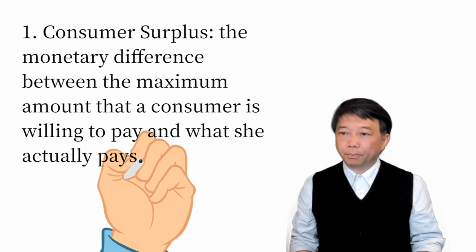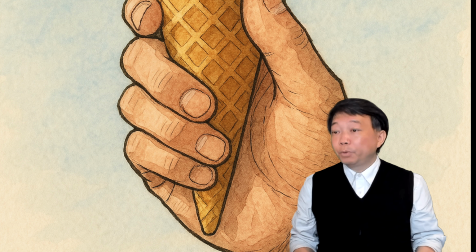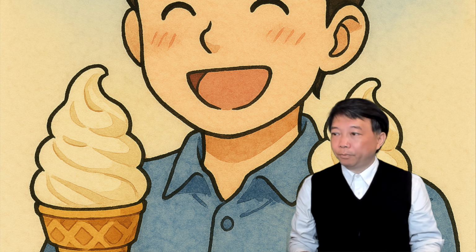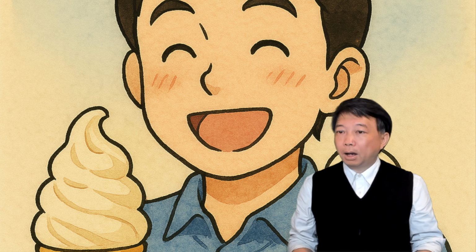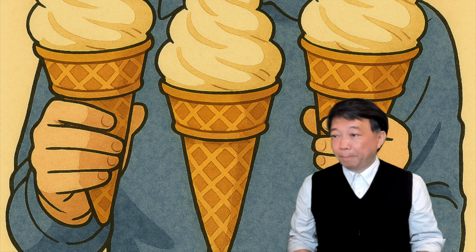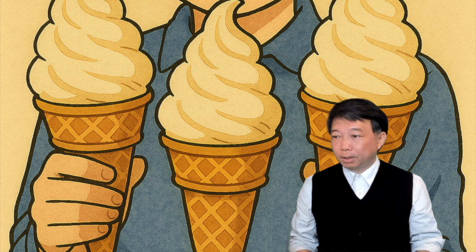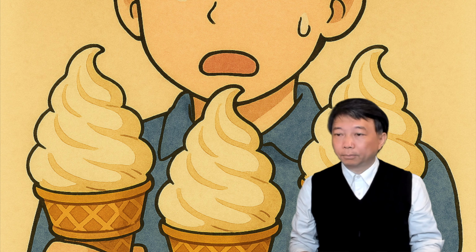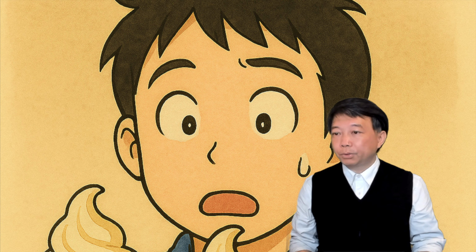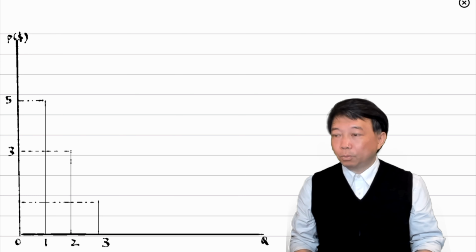For example, I'm willing to pay $5 for the first ice cream. Due to the diminishing marginal utility of eating ice cream, the marginal value of the second ice cream for me is $3. I would like to pay $3 for the second ice cream. The maximum amount I'm willing to pay for the third one is only $1. Suppose the market price of the ice cream is $1.